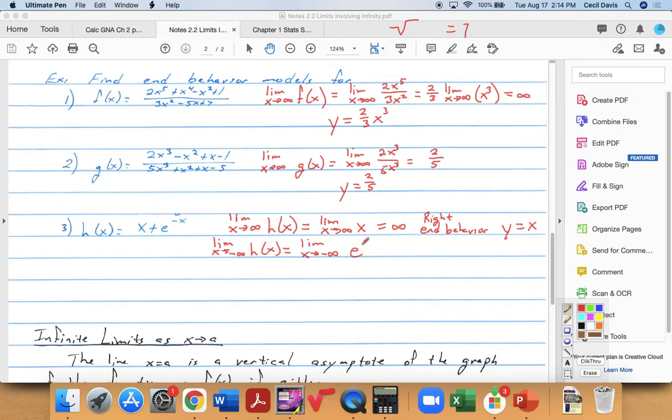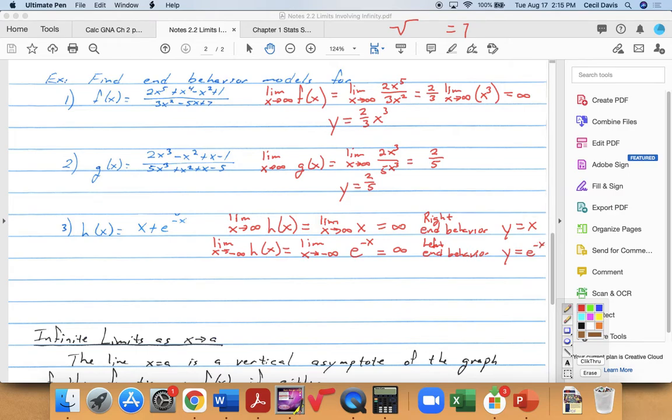Of e to the negative x. Although the x becomes large without bound, taking a number like e and raising it to that power is even bigger. This is going to be infinity. So it turns out that both ends go up without bound, but for totally different reasons. The left end behavior model is y is equal to e to the negative x.